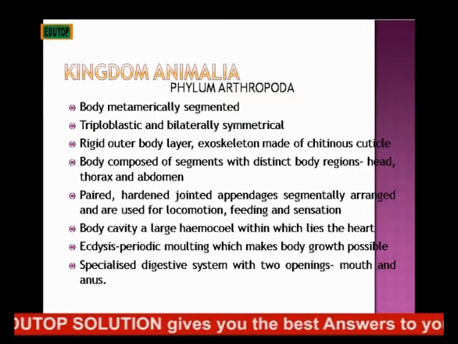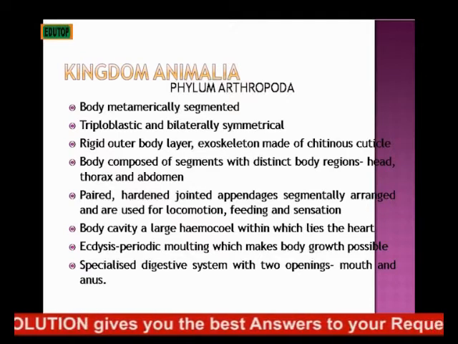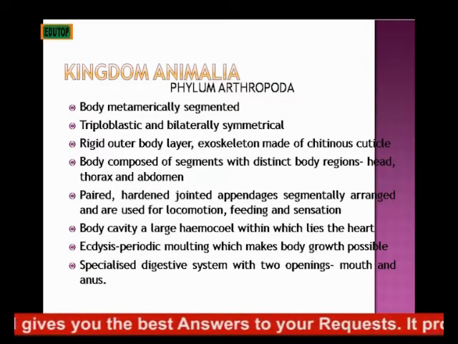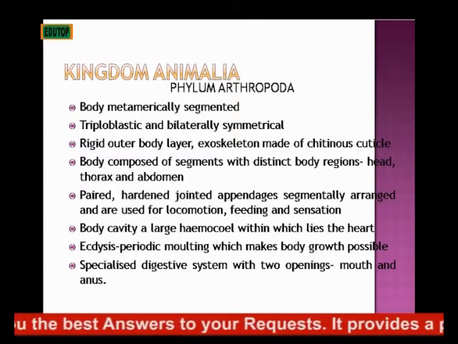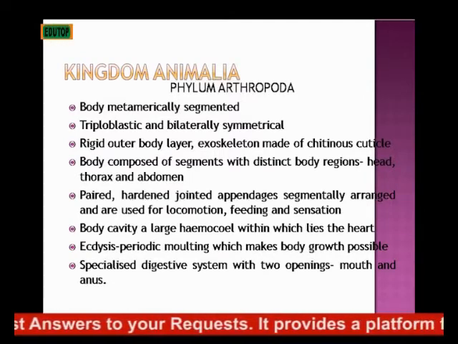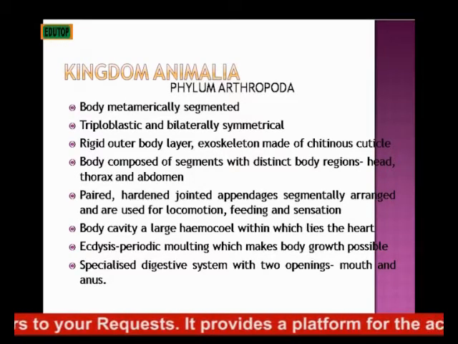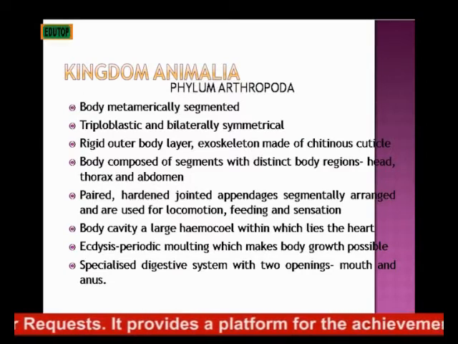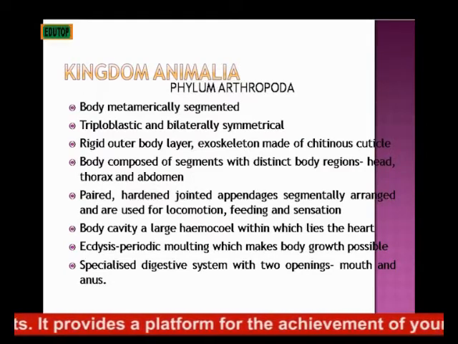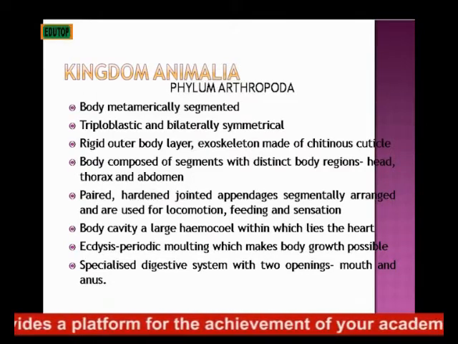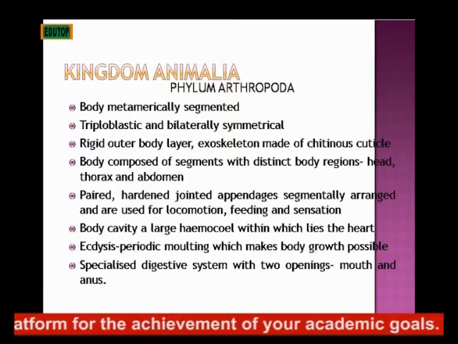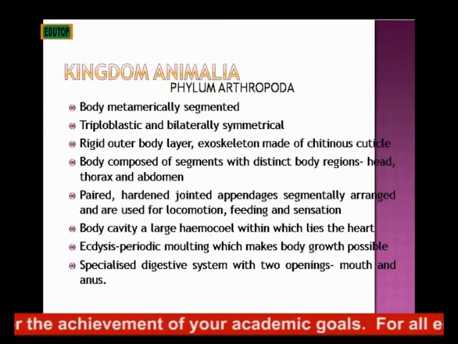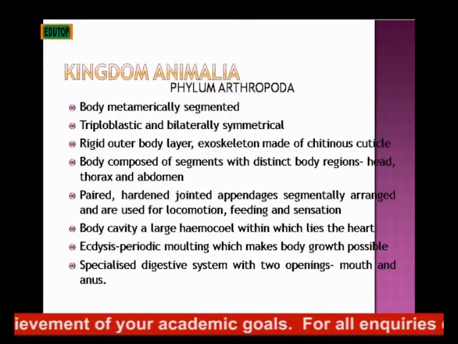The next phylum that we're talking about is the phylum Arthropoda. In this group, their body is metamerically segmented. They are also triploblastic and bilaterally symmetrical. They have a rigid body layer. Their outer body layer is rigid. Then they have the exoskeleton made of chitinous cuticle. That is, they have a structure that makes a skeleton that is external.